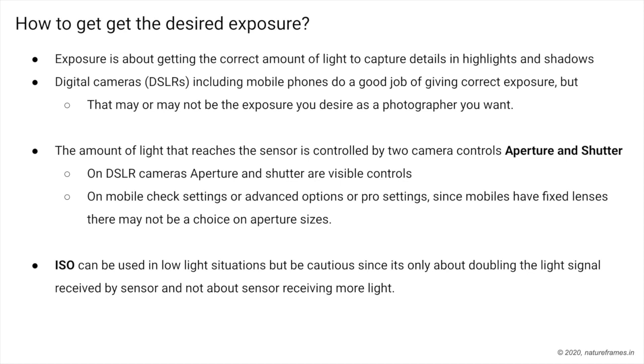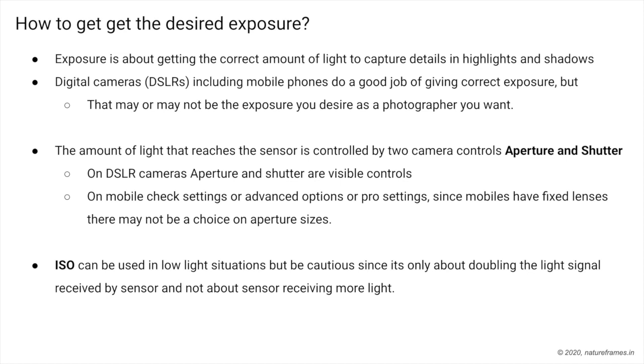Digital cameras, DSLRs, including mobile phones, do a better job of giving correct exposure automatically, but that may or may not be the exposure you desire as a photographer. The amount of light that reaches the sensor is controlled by two camera controls, aperture and shutter, as discussed before. On DSLR cameras, aperture and shutter are visible controls. On mobile, please check settings or advanced options or pro settings, since mobiles have fixed lenses and there may not be a choice on aperture sizes.